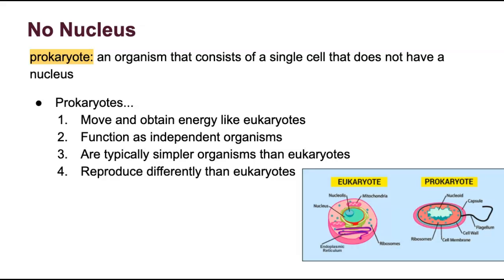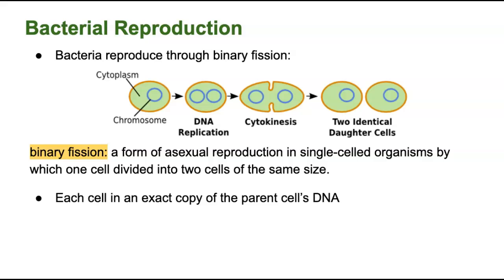They are typically simpler. They're not as complex as eukaryotes, which are cells that do have a nucleus, and they reproduce differently as well. Instead of reproducing by breaking into identical cells and sharing genetic information in the nucleus, these guys are going to reproduce through a process called binary fission. This is a form of asexual reproduction, so that means that each cell is going to be a clone or an exact copy of the cells that it comes from.